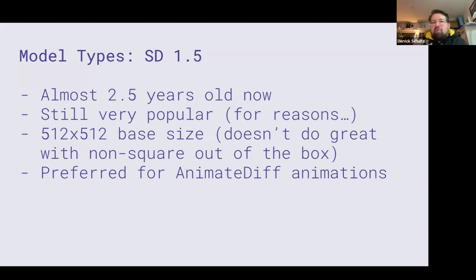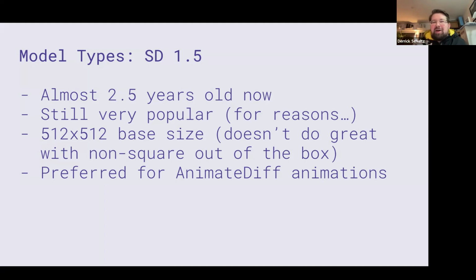The first one is what we'll usually refer to as SD 1.5. That stands for Stable Diffusion 1.5. There were precursors to this: there was 1.4, there was 1.3. Most people now have settled on 1.5. In the world of AI, it's quite old. It's 2.5 years old now, which is kind of crazy that people still use it. But it is still very popular, and there are a couple of reasons for that.